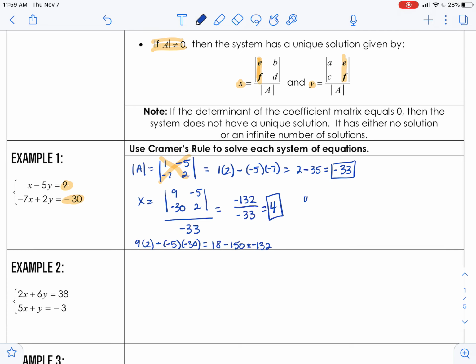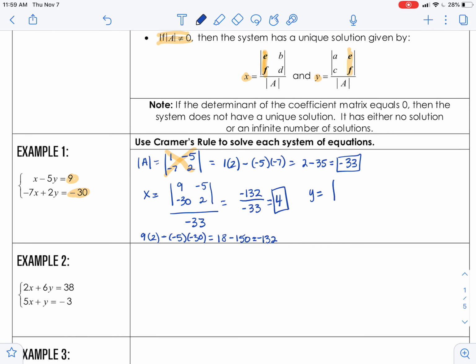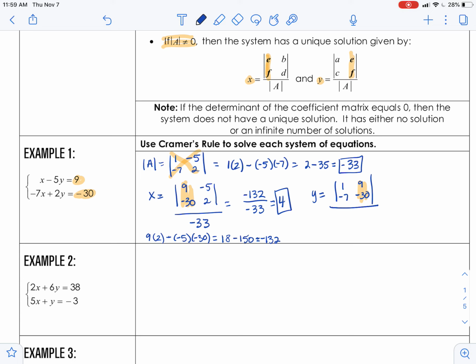Now I'm going to repeat for my y. Again, I'm going to come in, and this time I put the 9 and the negative 30 for the y value. So it's going to go over here. My x stays what it originally was. So that's the 1, negative 7. Okay? So again, when you're doing x, your constant matrix just replaces your x. When you're doing your y, it replaces your y. Okay? That's still over your A, which we already calculated to be a negative 33.